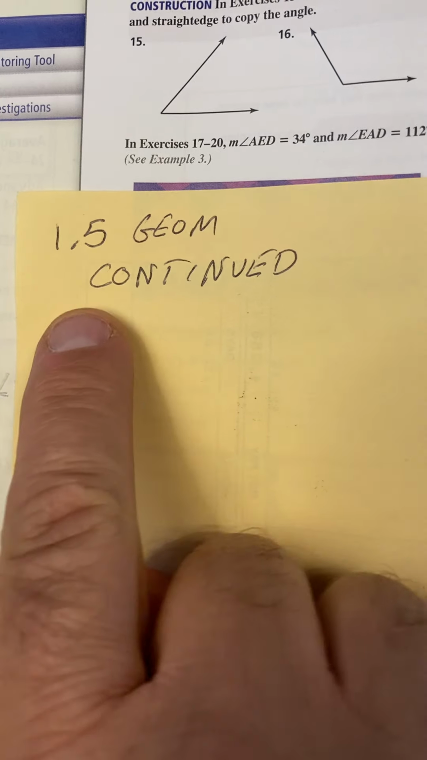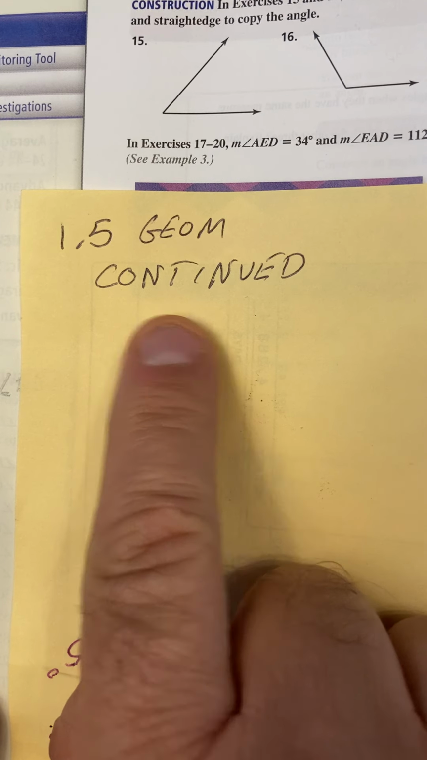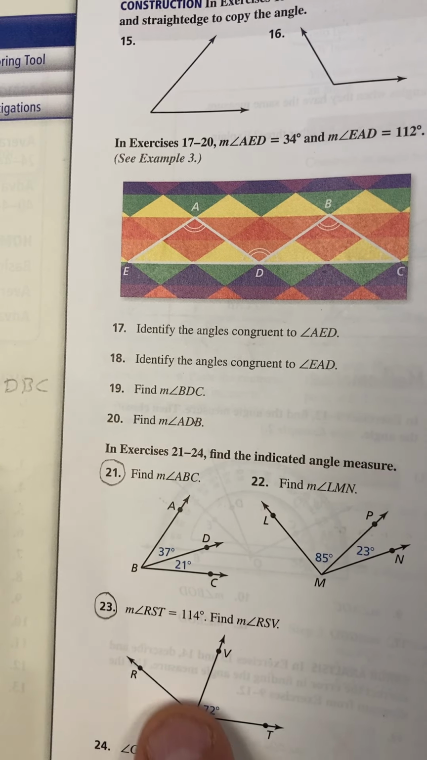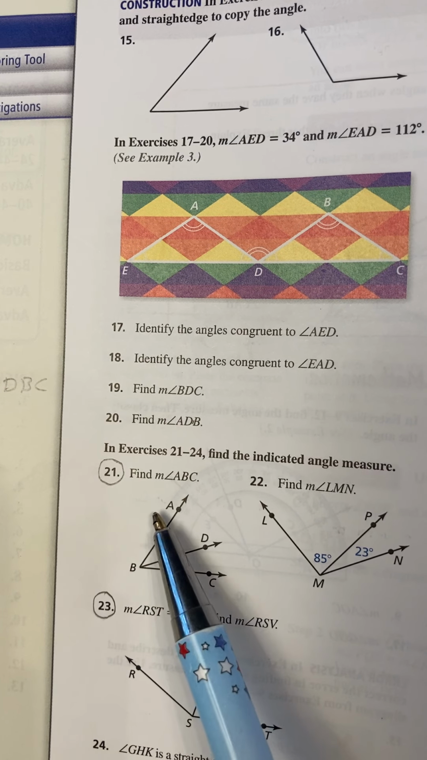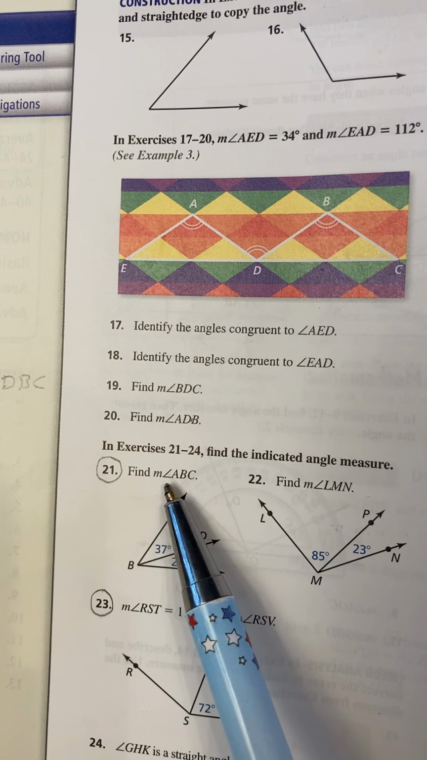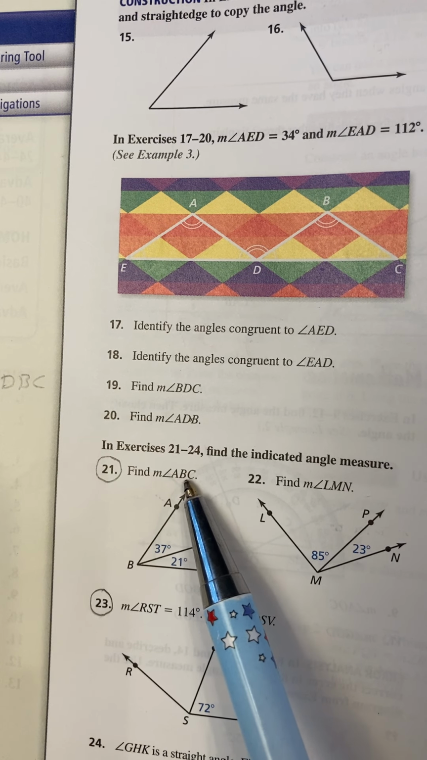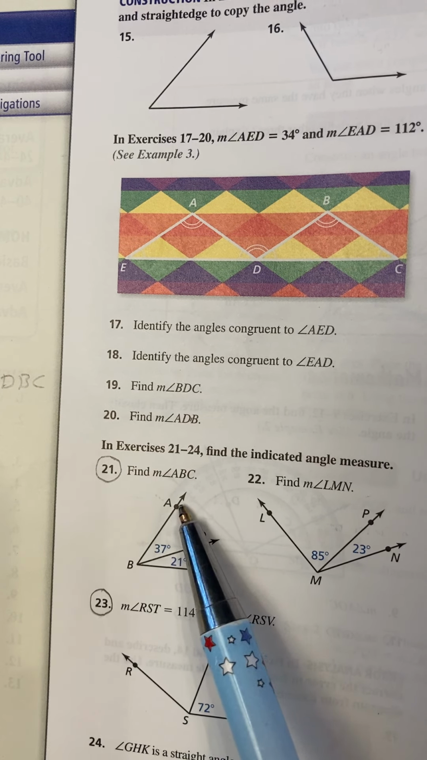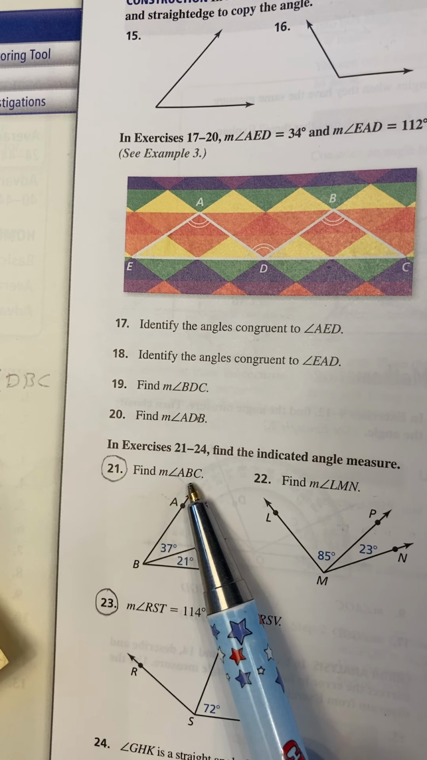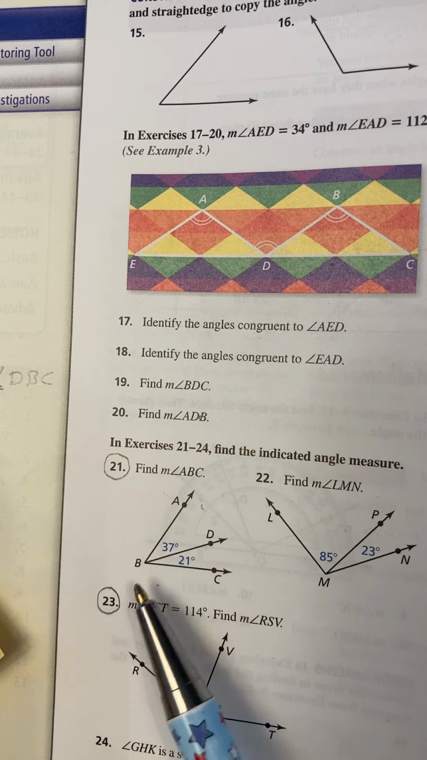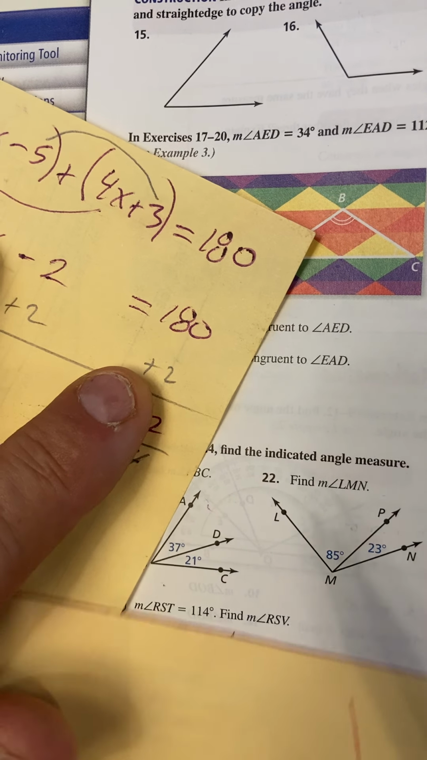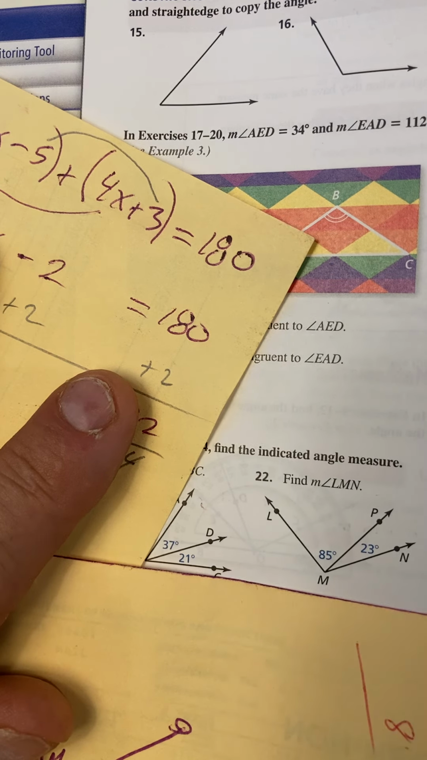All right, this is chapter 1.5 in geometry, continuation. On question 21, find the indicated angle measure. Find the measure of angle ABC. Remember, the middle letter is the vertex. B is the vertex, from A to B to C. Find the measure of that angle.